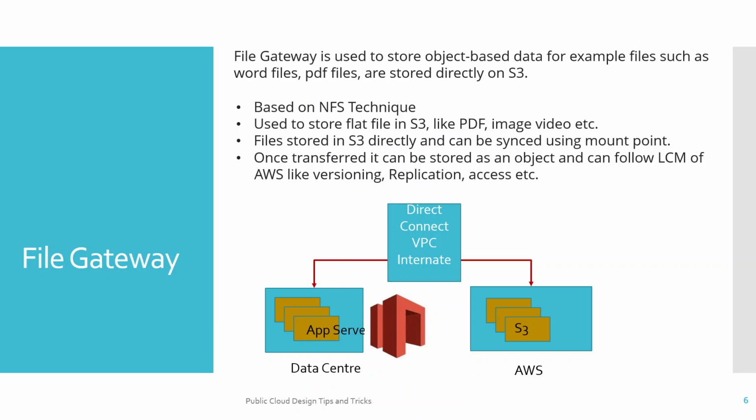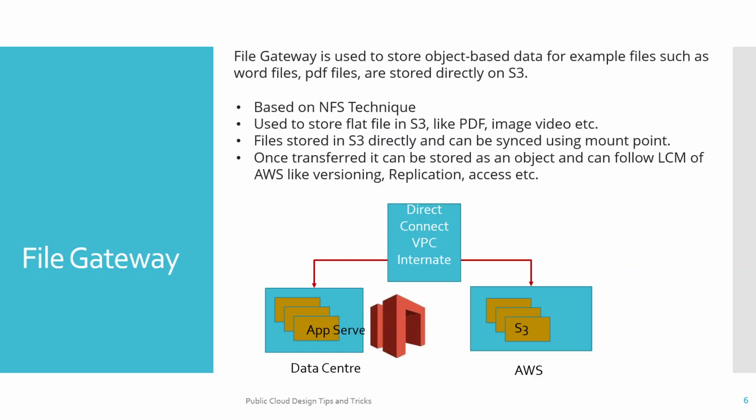Now, what is a file gateway? File gateway is generally used to store object-based data, for example, Word file, PDF file, or media file, which can directly be stored in Amazon S3. It is based on NFS technique, and files stored in S3 directly can be synced using a mount point. So that is how it works. Once transferred, it can be stored as an object within AWS and can follow the lifecycle management of AWS: versioning, replication, access, etc.